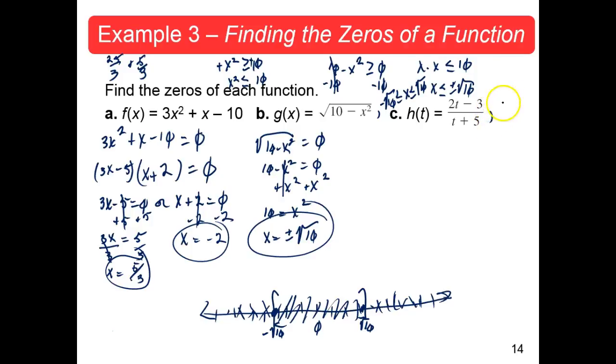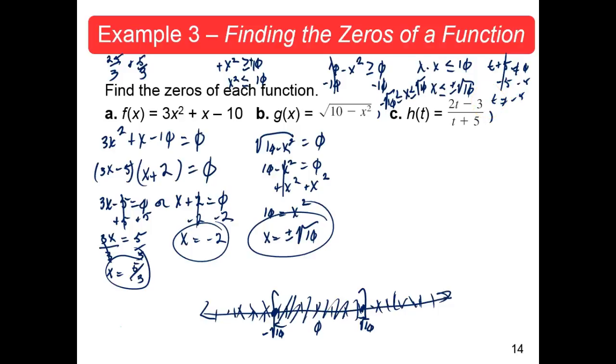We have to say that the denominator can't be 0. The denominator is t plus 5, which cannot equal 0. Now solve that. Subtract 5 from both sides, and that gives us t is not equal to negative 5. So that's the only restriction we have here. T cannot equal negative 5.